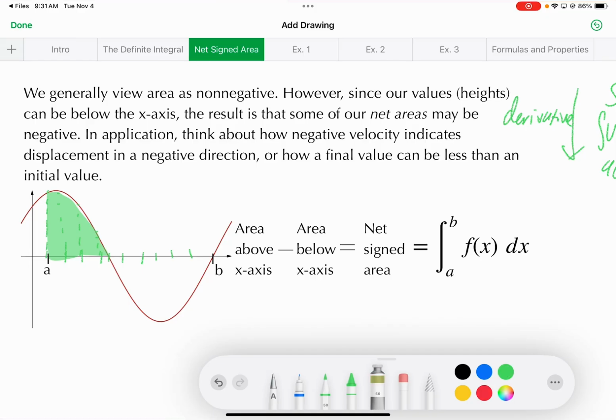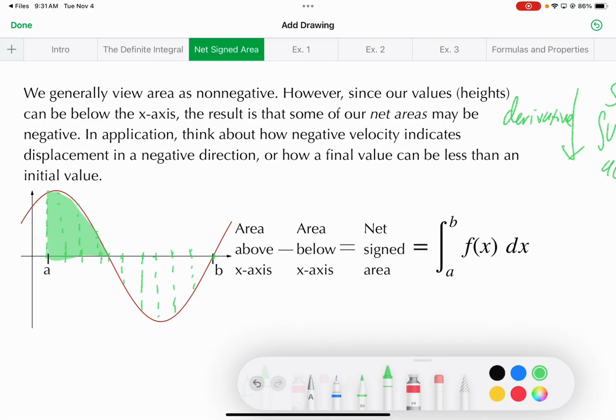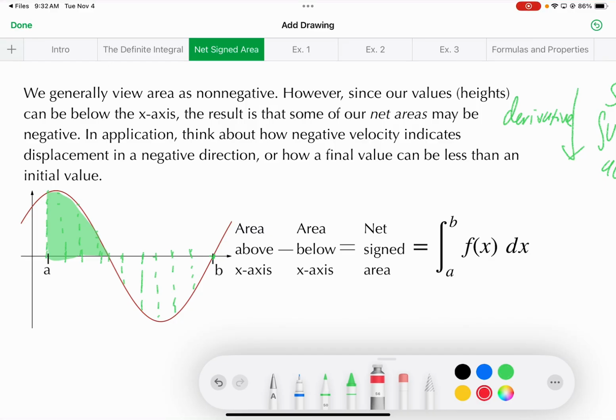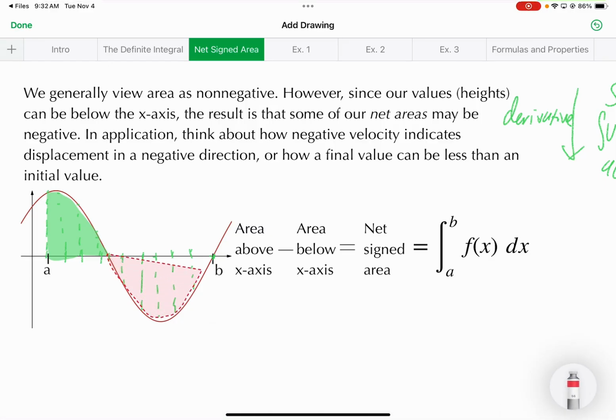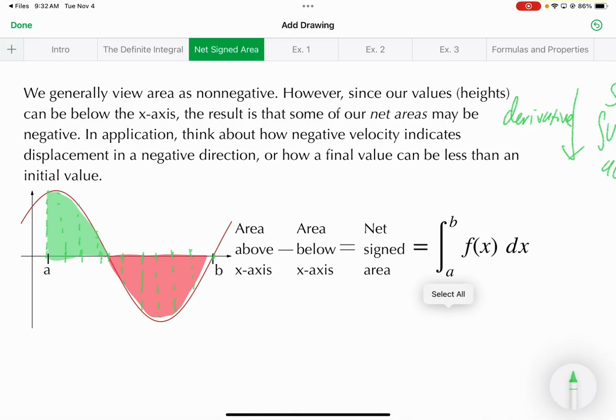And then I would also have more rectangles. Whether I choose them by left endpoint or right endpoint doesn't really matter. But I would also have a negative area as well, okay? So then essentially our area above our axis, if we subtract that from our area below our axis, that'll tell us our net signed area, okay?